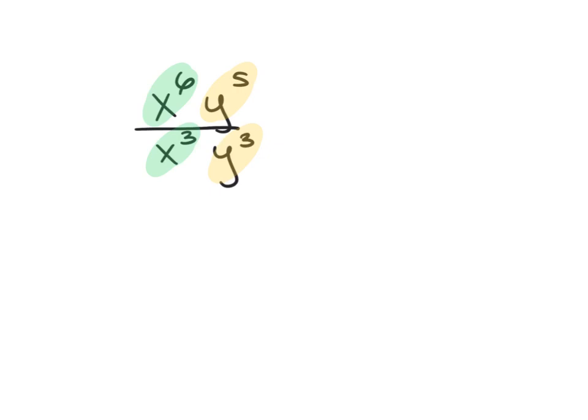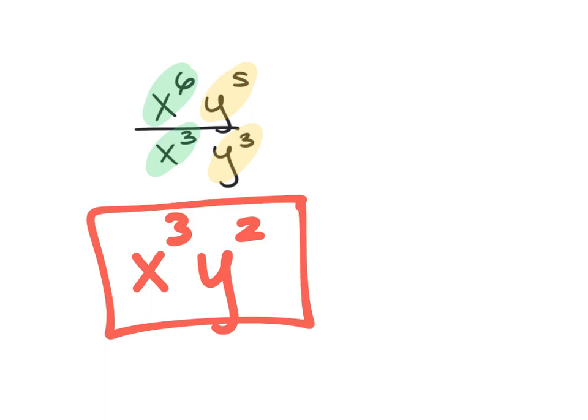So x to the power of 6 over x to the power of 3 is x to the power of 3 because 6 minus 3 is 3. And then y to the power of 5 over y to the power of 3 is y to the power of 2. And again, that's because 5 minus 3 is 2. And that's your answer. There's nothing else that you can do with that.